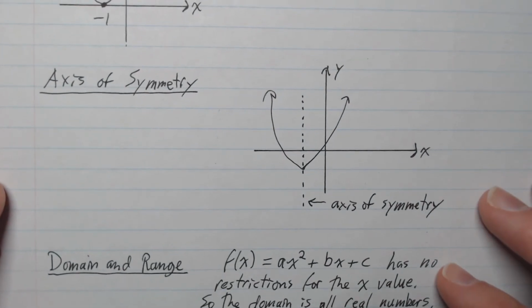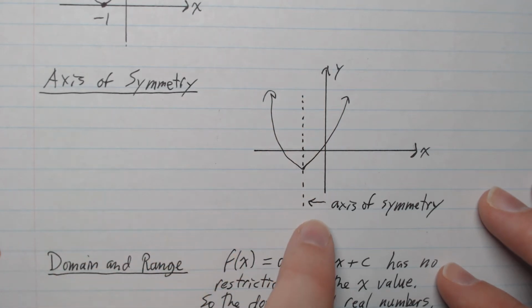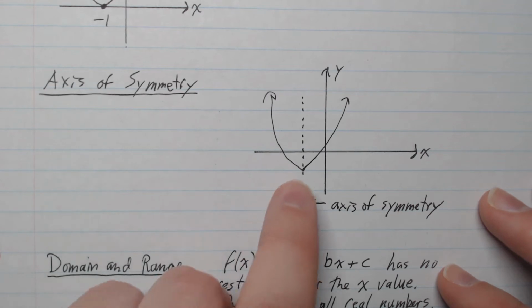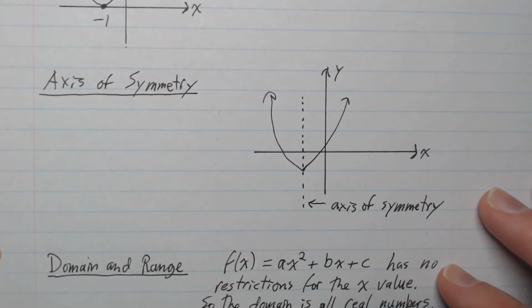Okay, next concept is called axis of symmetry. So the line that goes through the middle of the parabola, that's called an axis of symmetry. And notice that it has the same x value as our vertex, right? So you find the vertex x value, and that is where the axis of symmetry is.